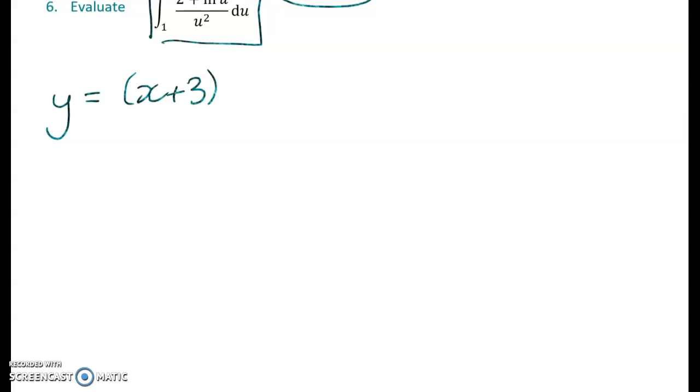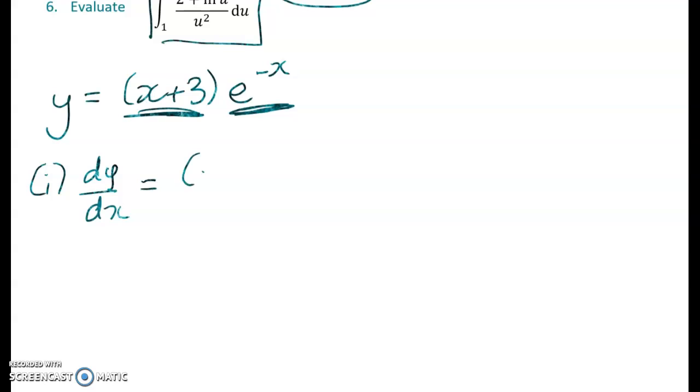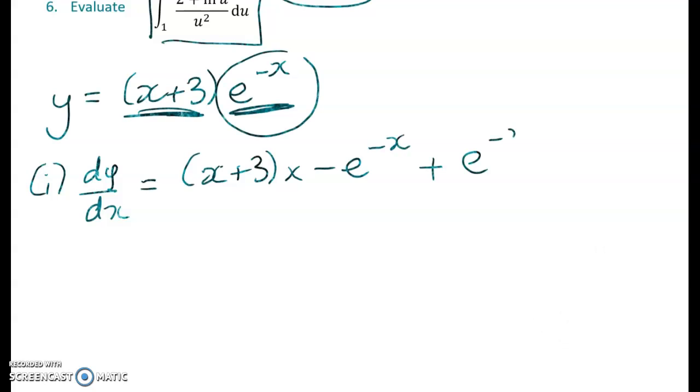Right, so we've got y equals (x plus 3) times e to the negative x. This is going to be a product rule. So here's my u and here's my v. So what's dy by dx? Well, dy by dx is going to be the first, x plus 3, times the derivative of the second, plus the second, e to the negative x, times the derivative of the first, which is 1.